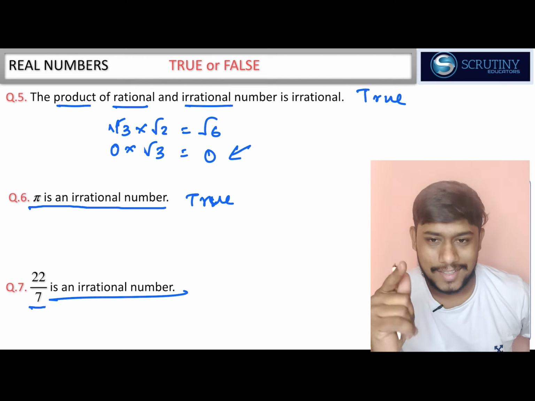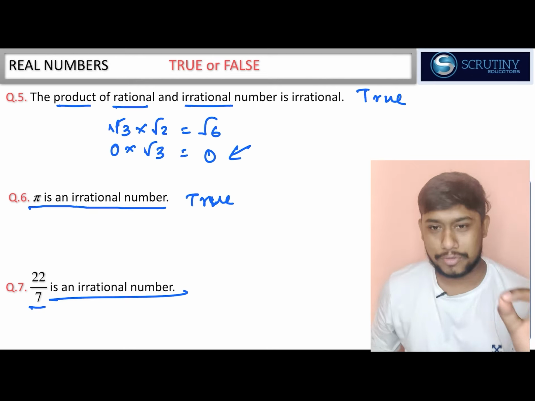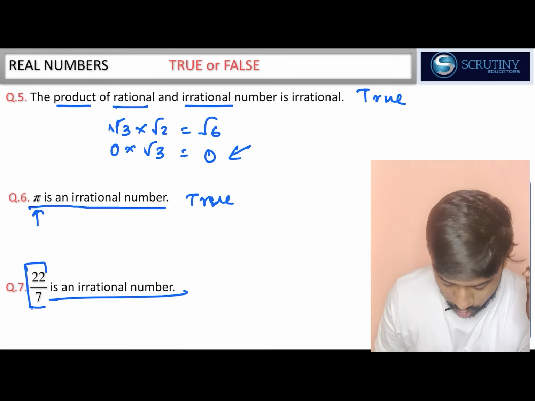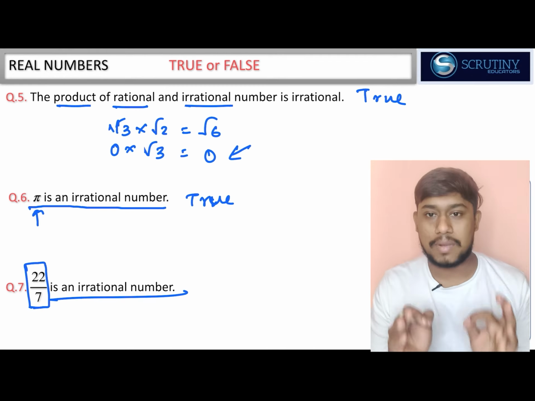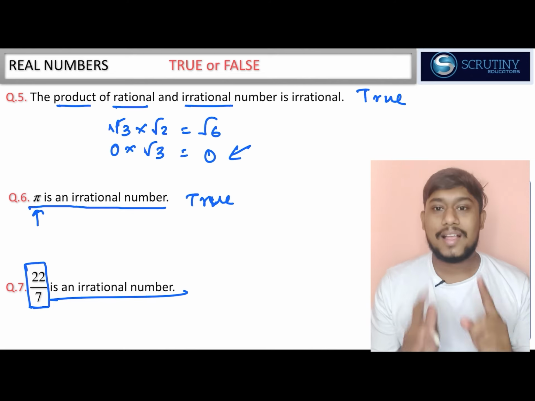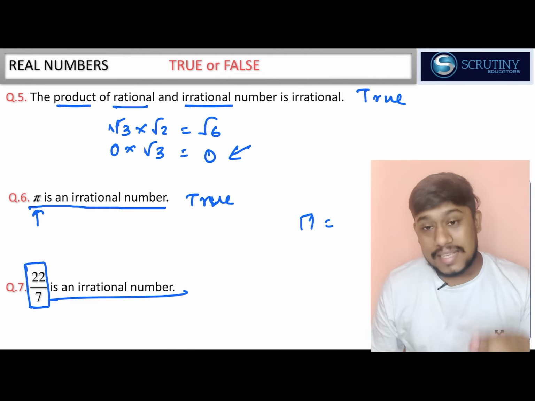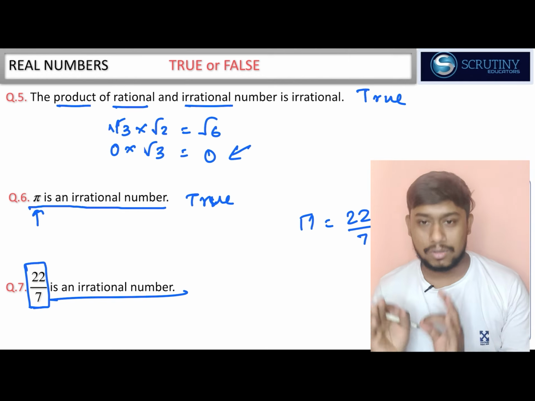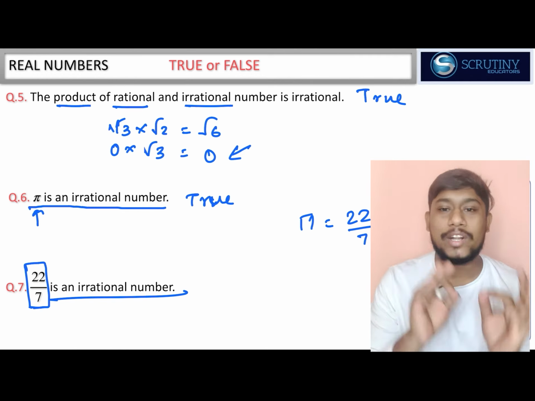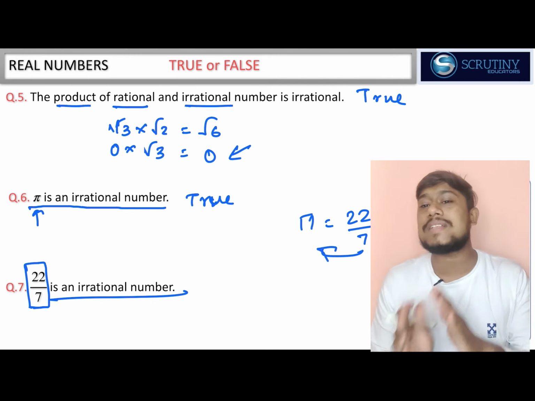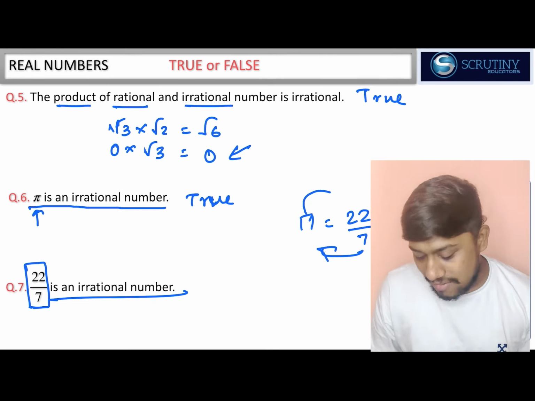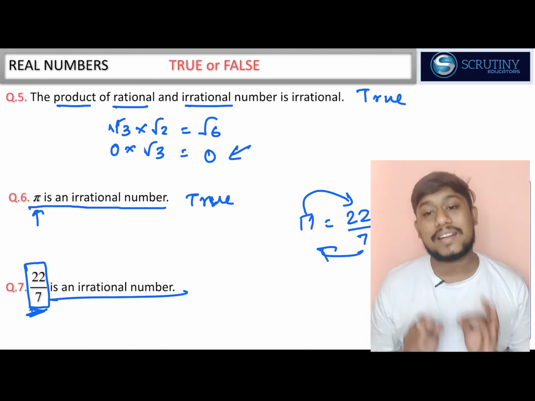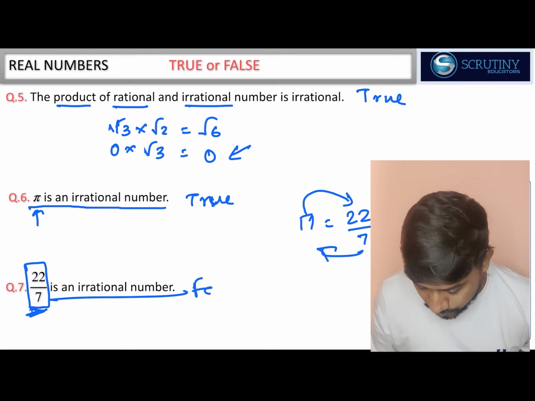I think you got it. Observe carefully what I'm showing. Dear students, pi is an irrational number. But 22 by 7 is a number and it is a rational number, right? Pi is represented as 22 by 7 for an approximate value when solving questions. But you cannot say 22 by 7 is pi. Yes, the pi value is 22 by 7 approximately. So you got my point. Here 22 by 7 is a rational number. So it is false.